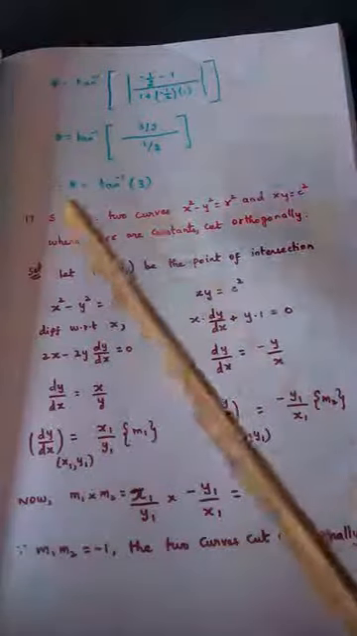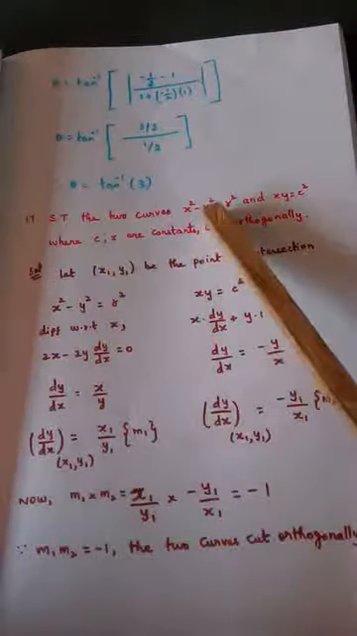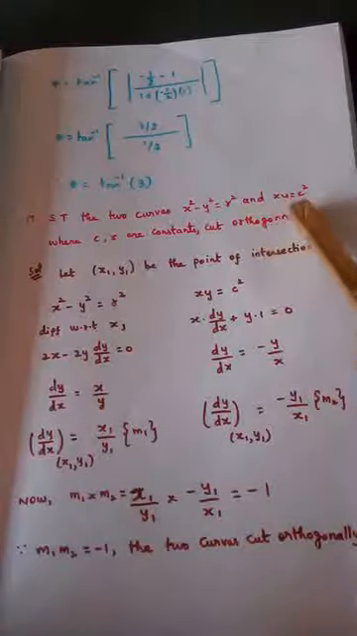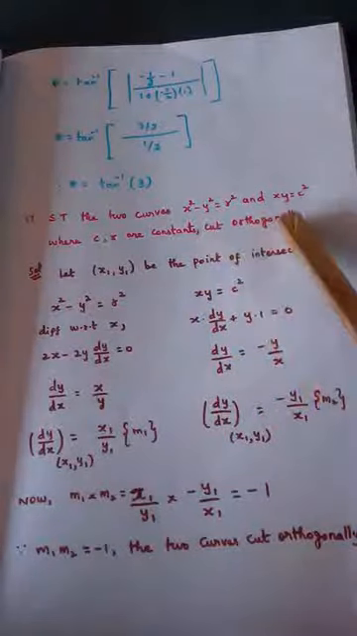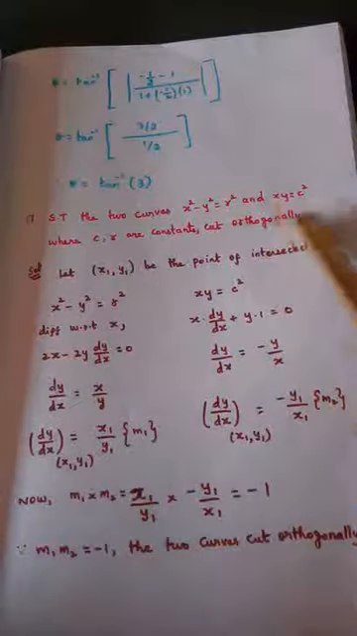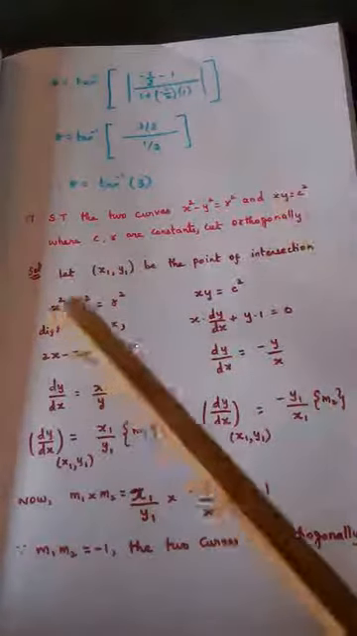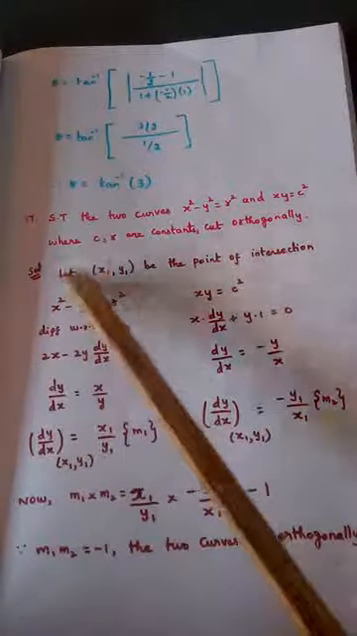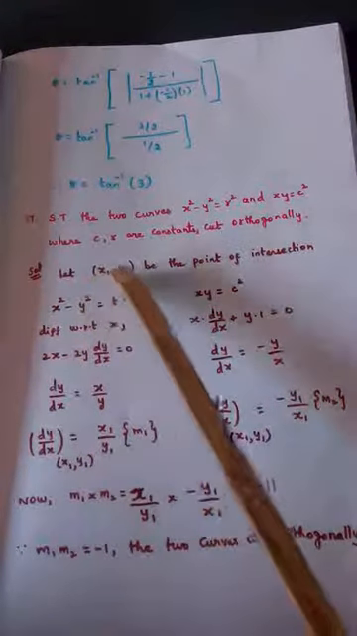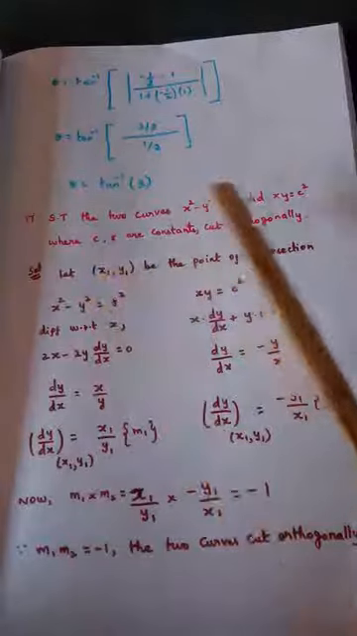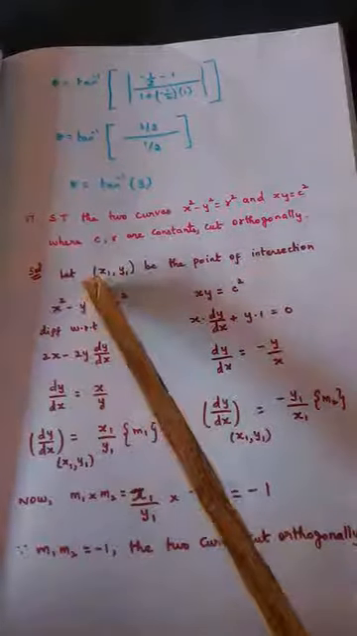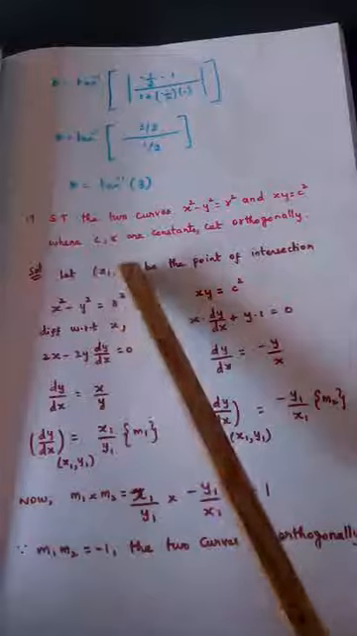Question number 17. Show that the two curves x square minus y square equal to r square and xy equal to c square, where c and r are constants, cut orthogonally. Orthogonally means perpendicularly. In the same way as in the previous problem we are going to do. Let us take the point of intersection of these two curves as x1 comma y1.